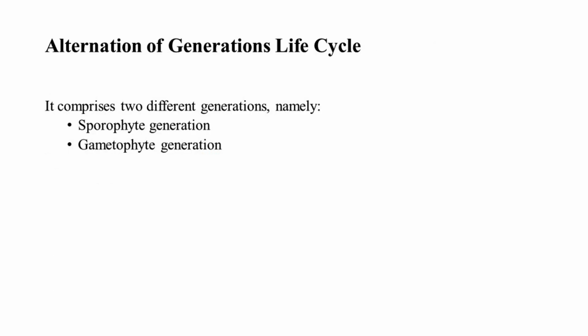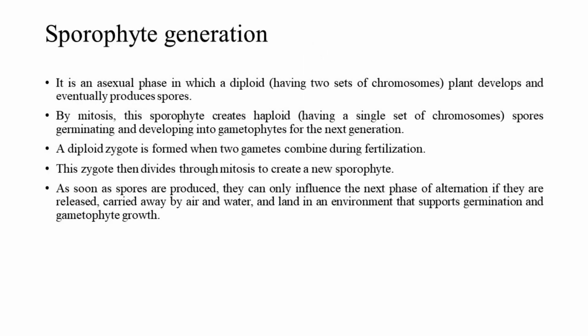Alternation of generations life cycle. It comprises two different generations, namely the sporophyte generation and the gametophyte generation. Sporophyte generation. It is an asexual phase in which a diploid plant, having two sets of chromosomes, develops and eventually produces spores. By mitosis, this sporophyte creates haploid spores, having a single set of chromosomes, germinating and developing into gametophytes for the next generation. A diploid zygote is formed when two gametes combine during fertilization. This zygote then divides through mitosis to create a new sporophyte.